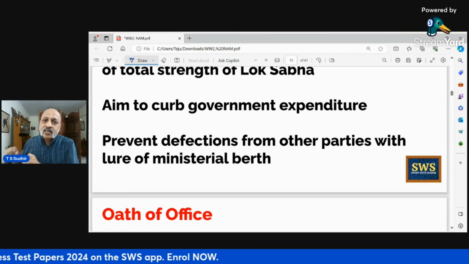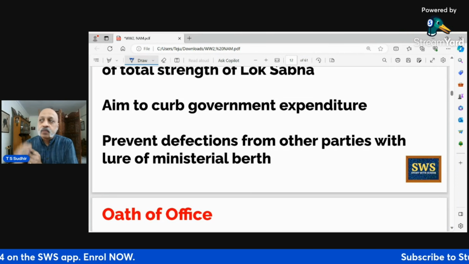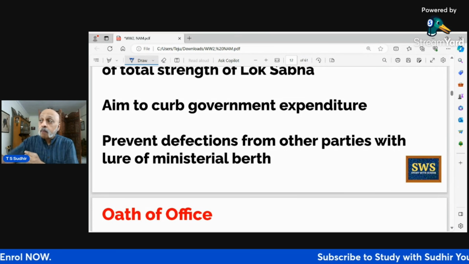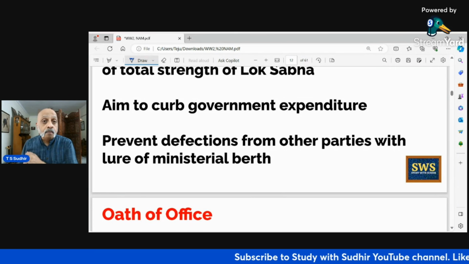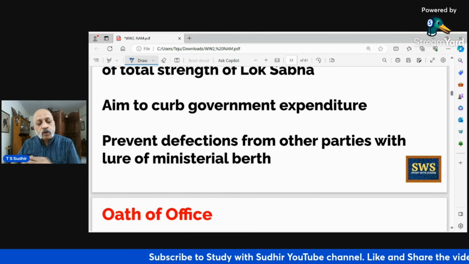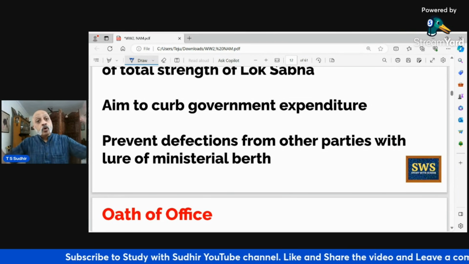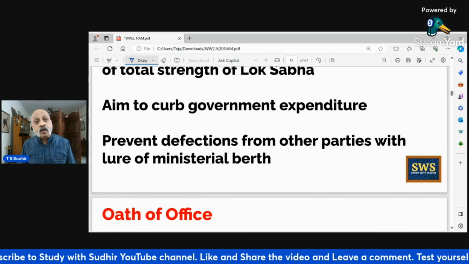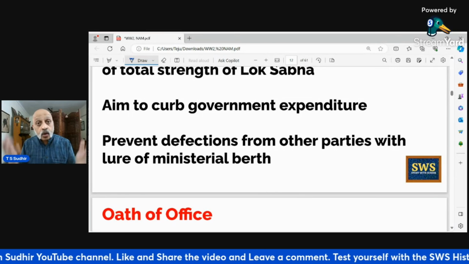So if another party says that, okay, I will come with my 20 members, or I will join your party, but make 10 of my MPs or MLAs as ministers. So what will happen is that it will become a jumbo size council of ministers. Everybody will be made a minister. The government's expenditure will be higher.